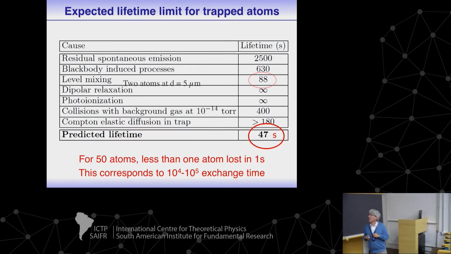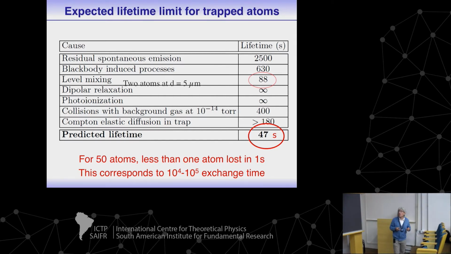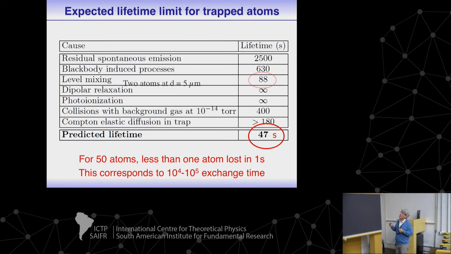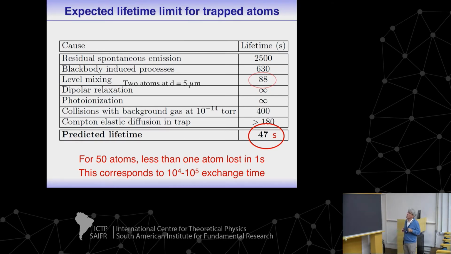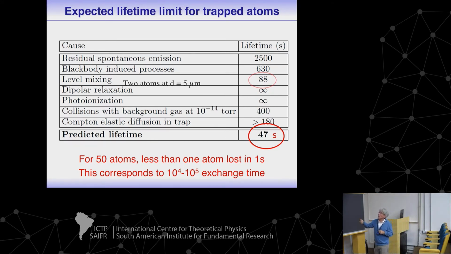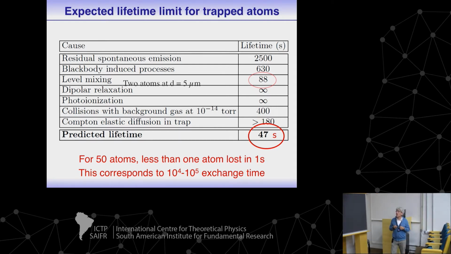Collision with background gas: here we benefit from the fact that inside a cryogenic environment, there is basically no background gas, so no collisions. If you estimate somehow, because it's very difficult to measure the vacuum in a cryostat, like 10 to the minus 14 torr or millibars, this sets the limit to 400 seconds, which means that if it were not in a cryogenic vacuum, you would get into trouble with this number. Then elastic diffusion of trapping photons: the laser has a lot of photons which may be scattered by the Compton effect on the Rydberg electron, and this may destroy the coherence of the circular atom. So this limit is also a large number, like 180 seconds or larger than that.